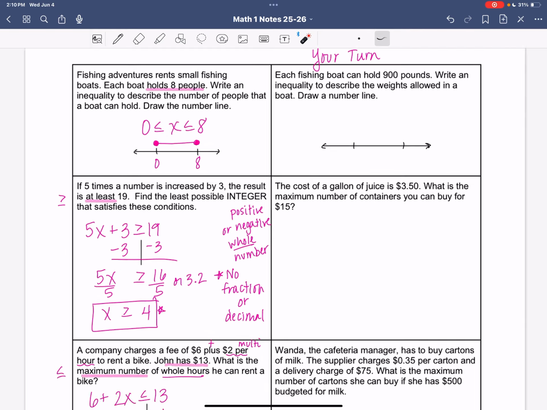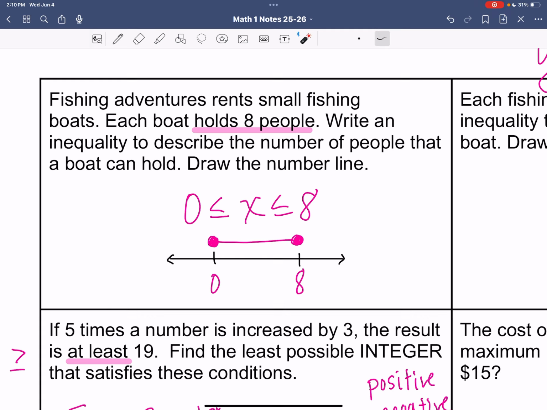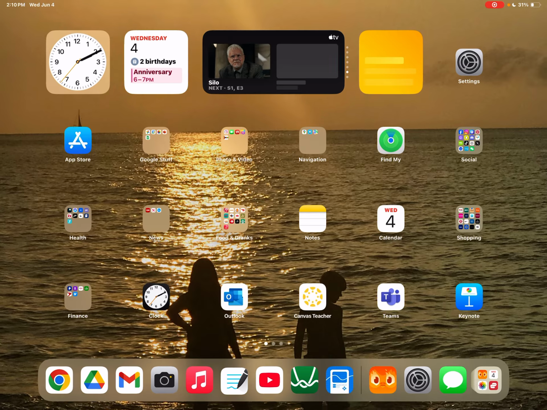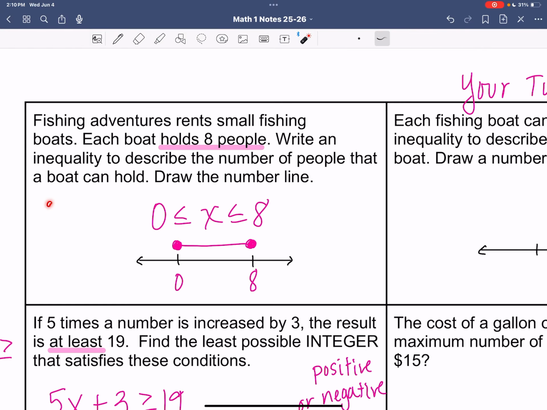All right, we got some more over here. Fishing Adventures rent small fishing boats. Each boat holds 8 people. Write an inequality to describe the number of people that a boat can hold. Well, a boat can hold anywhere from 0 to 8 people, but it can't go past 8. So that's your inequality: 0 to x, x is going to be between 0 and 8. And since it can include 0 people and include 8 people, they're solid points, and then you connect them.